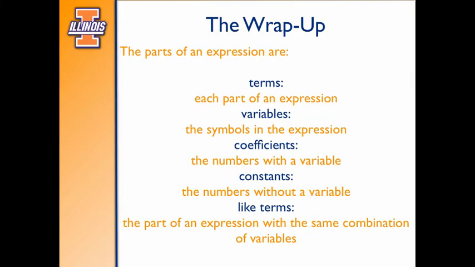So let's wrap this up. Here are the different parts of an expression. We've got a term, which is each individual part of an expression, and those things are separated by a plus or a minus. The variables are the symbols in the expression. Coefficients are the numbers with the variables. Constants are the numbers without a variable. And like terms are the different terms in the expression that have the same combinations of variables, or another way of saying that is they've got the same last name.